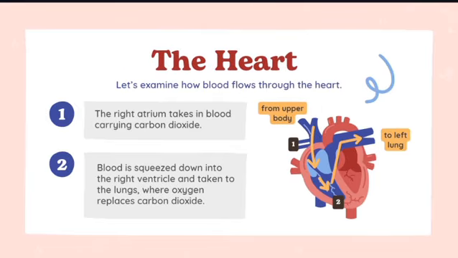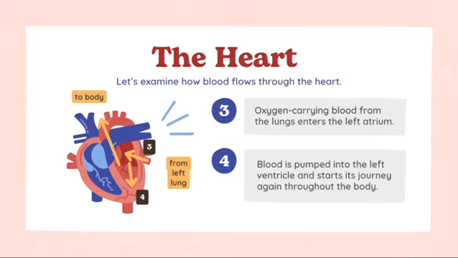Let's examine how blood flows through the heart. Firstly, the right atrium takes the blood inside, carrying carbon dioxide. Second step, it squeezes the blood down into the right ventricle and it is taken back to the lungs where oxygen replaces carbon dioxide. Oxygen-carrying blood from the lungs enters the left atrium, where the blood is squeezed into the left ventricle and it circulates throughout the body. This is how the circulation takes place in the human body. The average heartbeat in an adult person is 72 to 80 per minute.